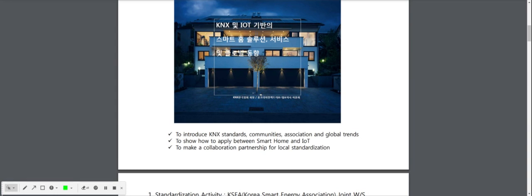To introduce KNX standard communities, associations and global trends, I prepared some articles to show them. In addition, I showed how to apply smart home based on KNX technology as well as IoT. This is very trendy in Korea at this time, especially for the smart home segment. I also showed the collaboration partnership process for local standardization, because all of this information supports and facilitates their understanding of KNX.